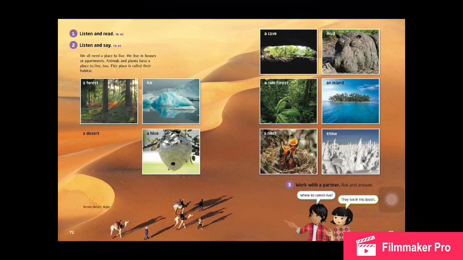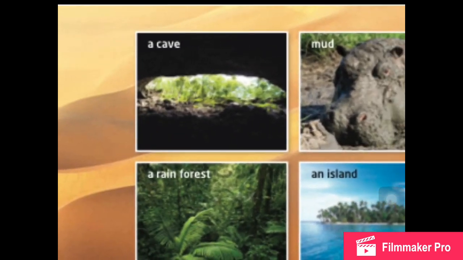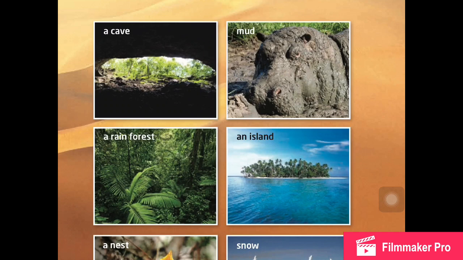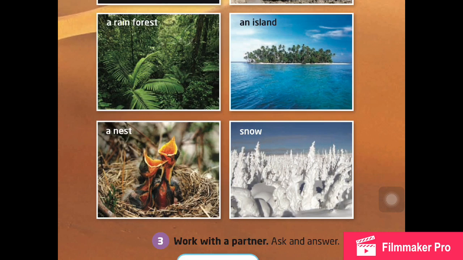Now, first we're going to learn some new words about animal habitat. First, here we have, repeat, a forest, ice, a desert, a hive, a cave, mud, a rainforest, an island, a nest, snow. Now, let's have a look at the differences that exist between each different habitat.